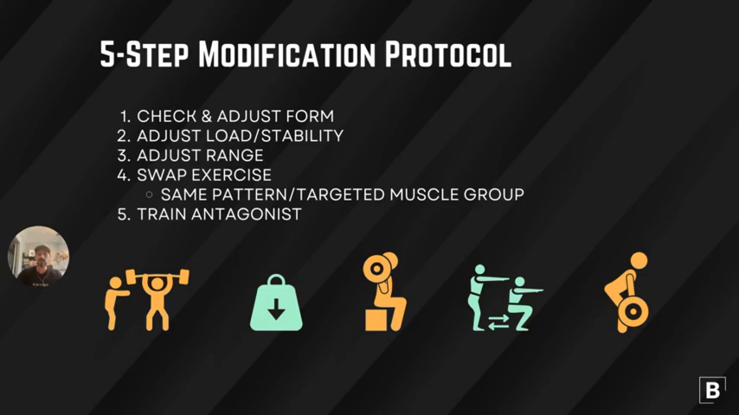Beautiful thing. Still doesn't work. Still pain. Not going to happen. Not happening today. Then we want to train the antagonist. So then we want to train the opposite muscles of those joints. So say it was a knee issue, then we're going to go to an RDL. So this is our last step on the train.